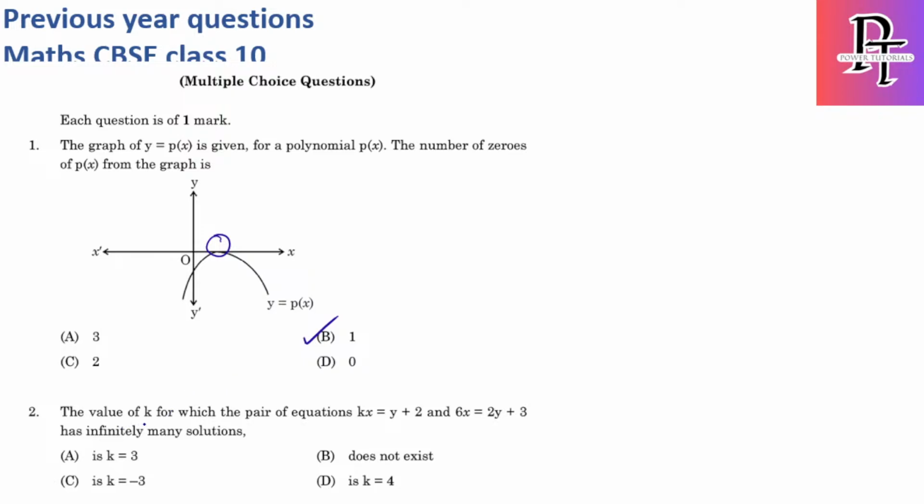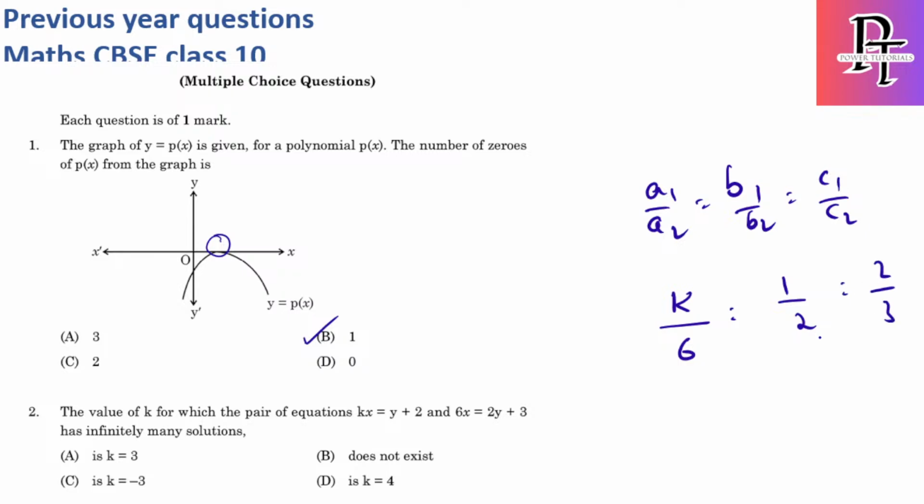Second one: the value of k for which the pair of equations has infinitely many solutions. For infinitely many solutions, what is the condition? A1 by A2 should be equal to B1 by B2 should be equal to C1 by C2. That is, there should be coincident lines. Here A1 means the x coefficient, so the x coefficients are k and 6. The y coefficients are 1 and 2, and the constants are 2 and 3. You can see here 1 by 2 cannot be equal to 2 by 3. Hence, you can say it does not exist. Okay.